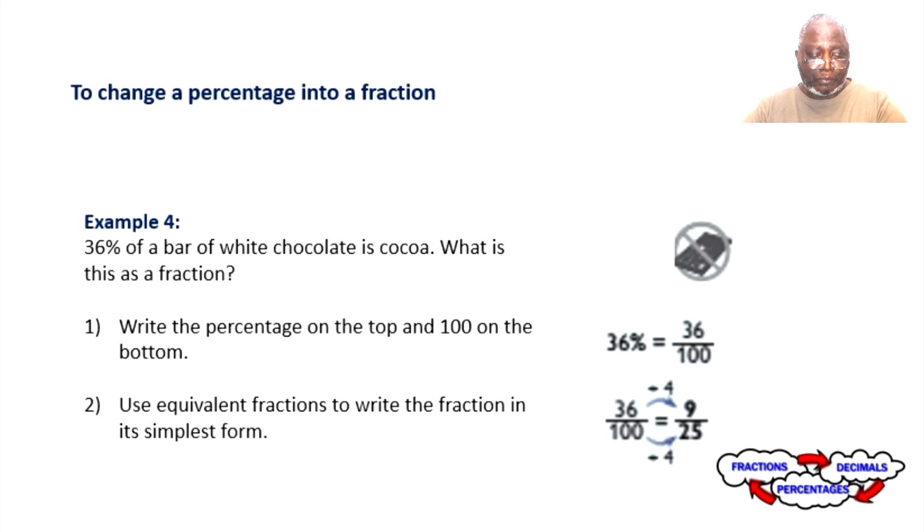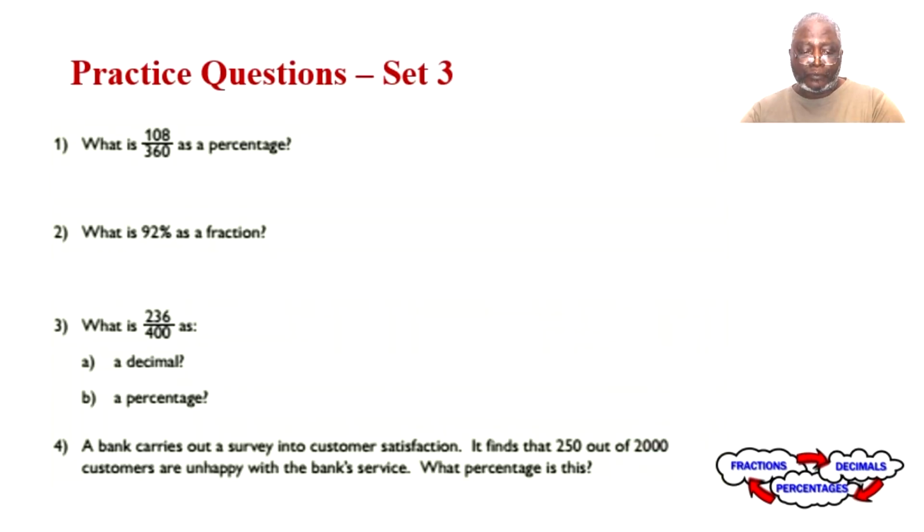Example 4. 36% of a bar of white chocolate is cocoa. What is this as a fraction? In other words, write the percentage on the top and 100 on the bottom. So 36% is the same as 36 over 100. And then of course you can bring it to its lowest form. Divide 36 by 4, you'll have 9. Divide 100 by 4, you'll have 25. So 9/25.